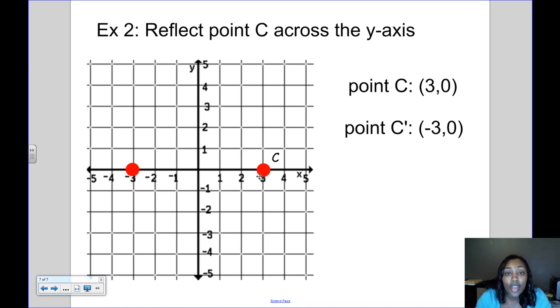So just keep in mind that a word that you can use for reflection is the word flip. And if you're flipping something across the y-axis, you want the new point to be the same distance from the y-axis, just on the other side. And if you're flipping something across the x-axis, you want the new point to be the same distance away from the x-axis, just on the opposite side.